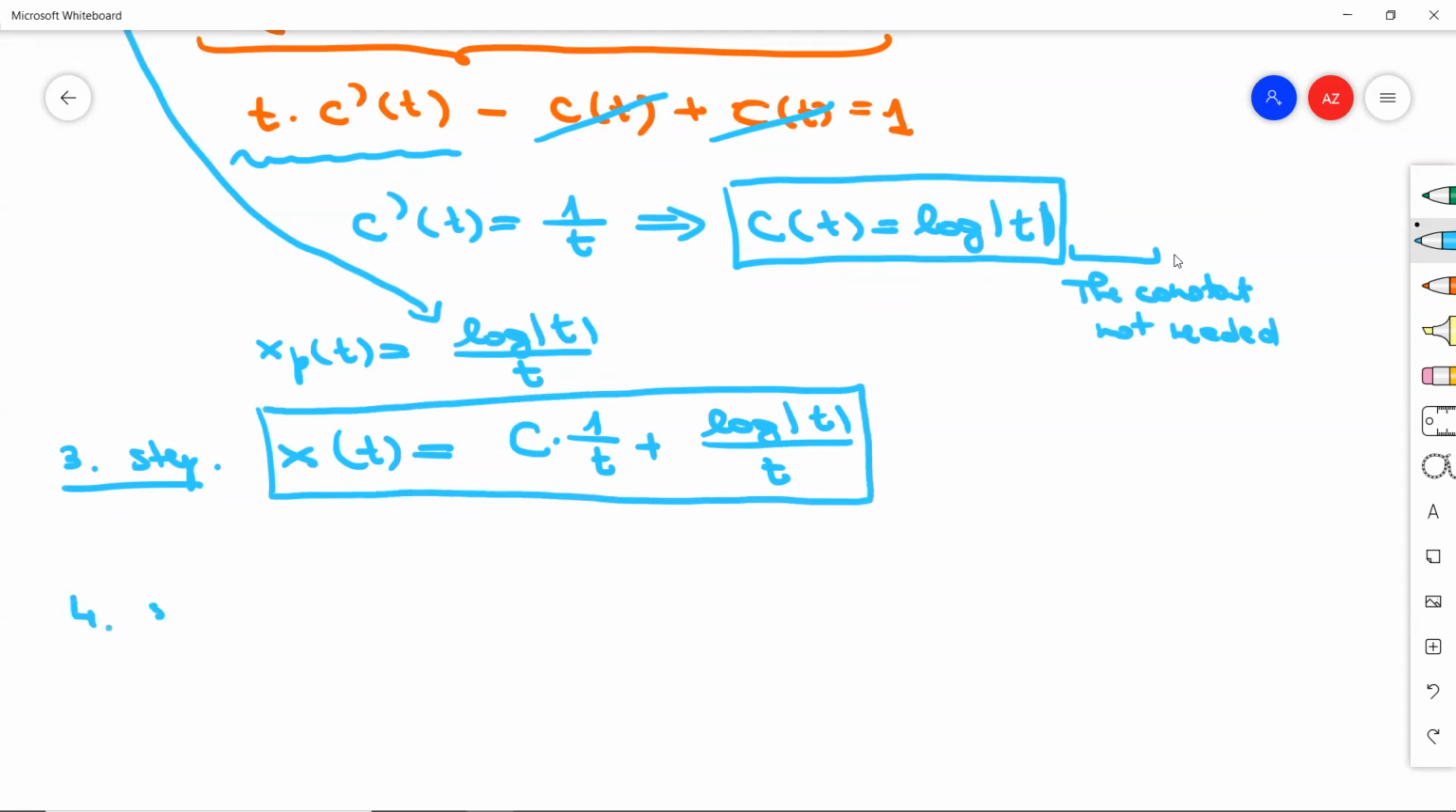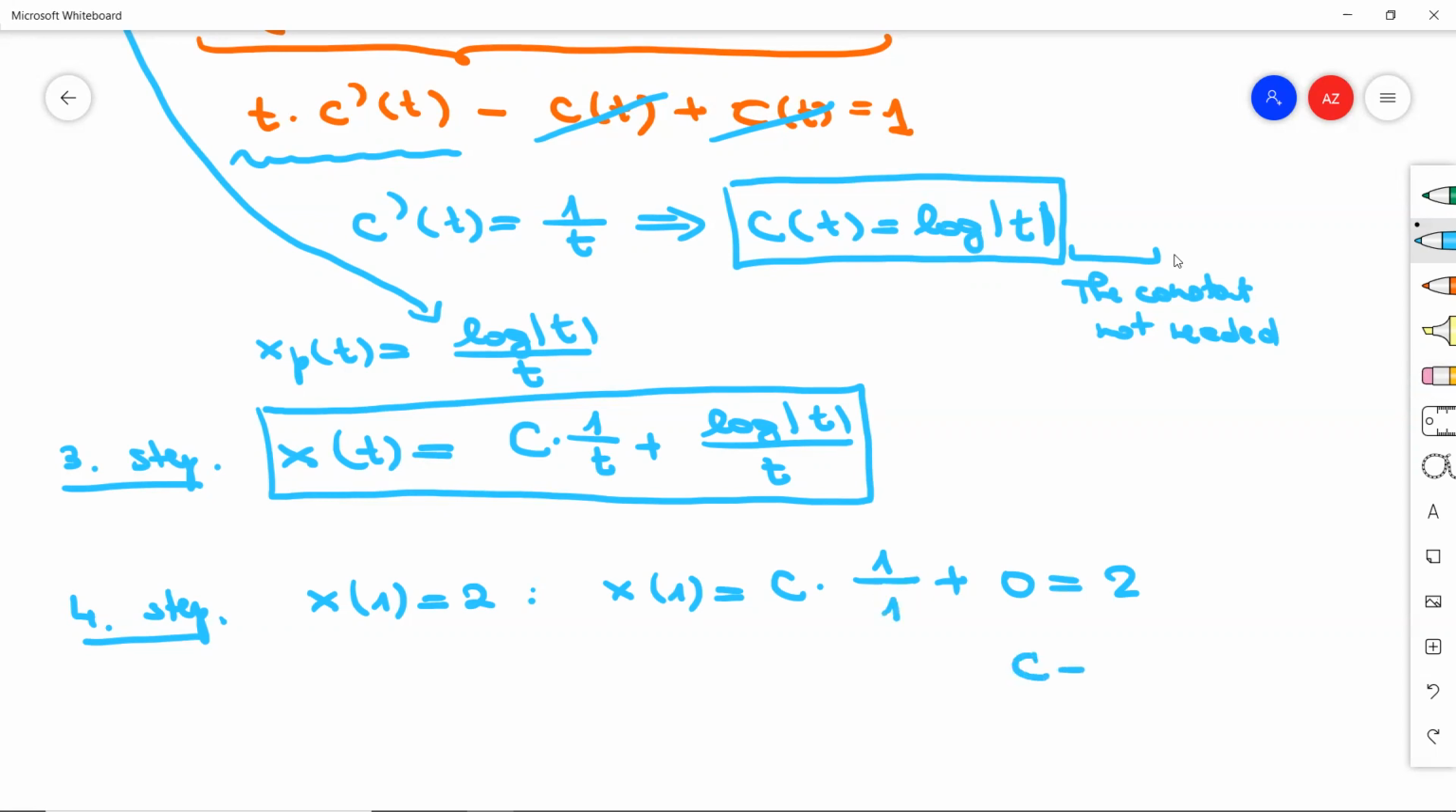And now fourth step, our initial condition was that at time 1, the value of x should be 2. So we have x of 1 is equal to c times 1 over t plus, and here we have logarithm of 1 is 0, so plus 0 is 2, which means that for t I should here plug in 1. So this means that c is equal to 2.